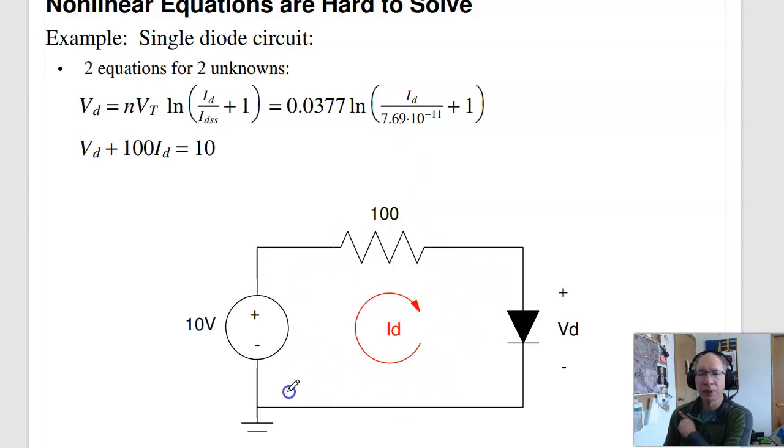I've got the second equation. Doing the current loop, I have minus 10 plus 100 ID plus VD equals 0, or bring the minus 10 right. 10 volts is equal to 100 times ID plus VD. Two equations, two unknowns, solve. That sounds simple, but it's not because these are nonlinear.